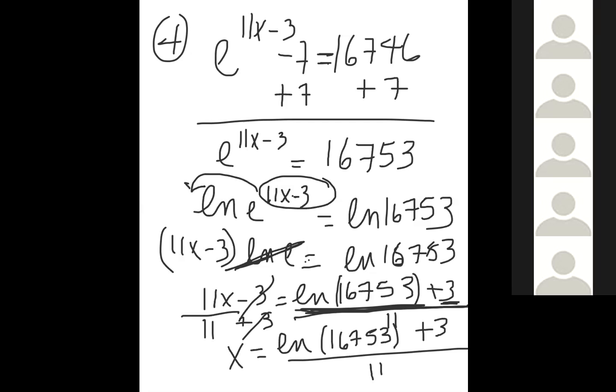Okay, Megan, you didn't get that. What I want you to do is type the natural log of 16,753, close the parentheses, plus 3, and hit enter. Once you get that answer, divide it by 11, and that will ensure the correct answer. The correct answer for this one, guys, is 1.16. That's the decimal approximation.